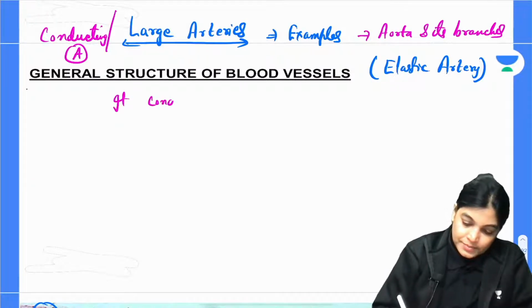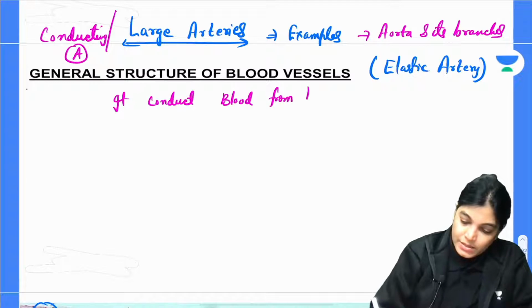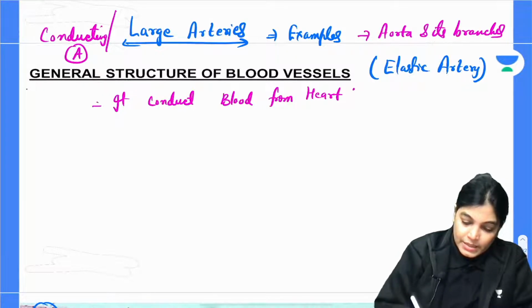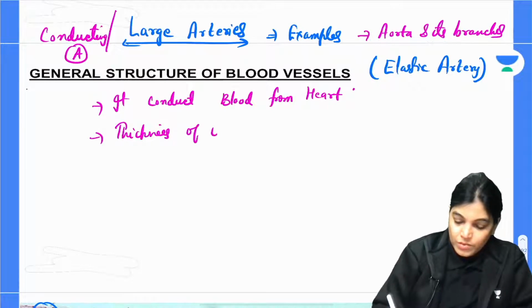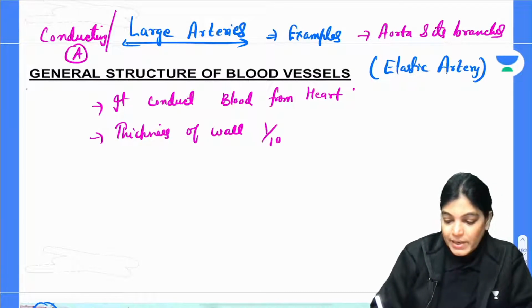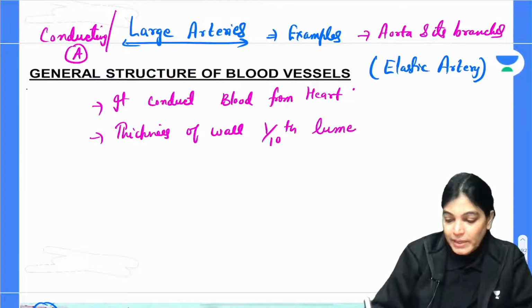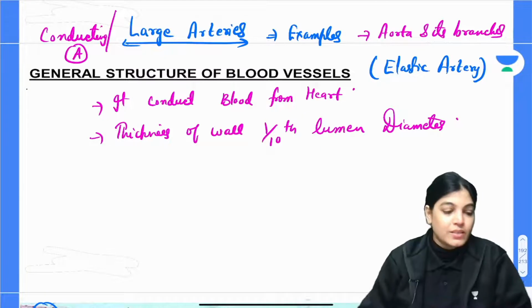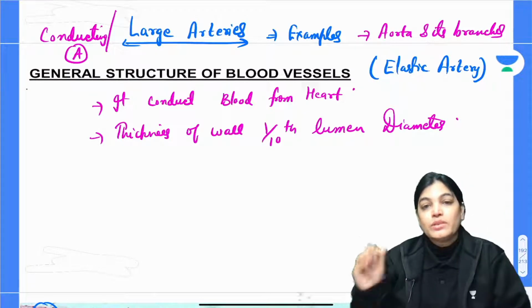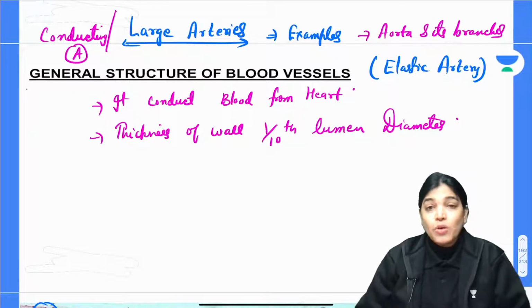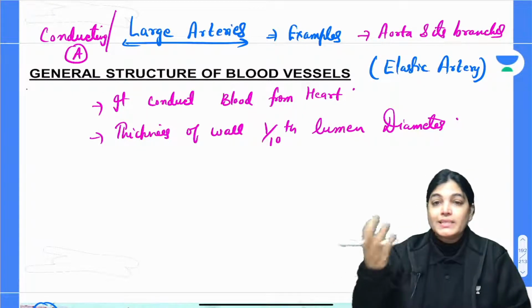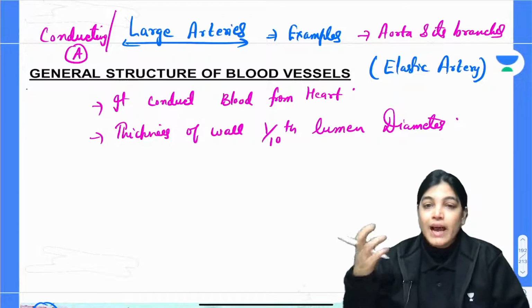It conducts blood from the heart, and the thickness of the wall of the elastic artery is approximately 1/10 of the lumen diameter. It has a wide lumen, and its thickness is approximately 1/10 of the luminal diameter. The other important point is that it is designated by the word elastic artery, meaning it has elasticity.